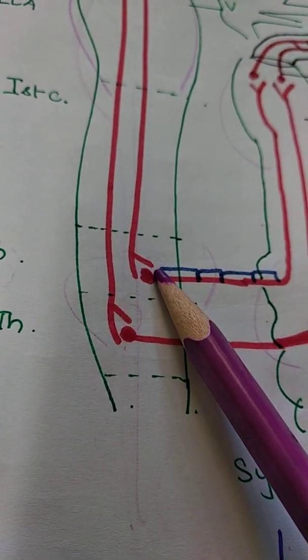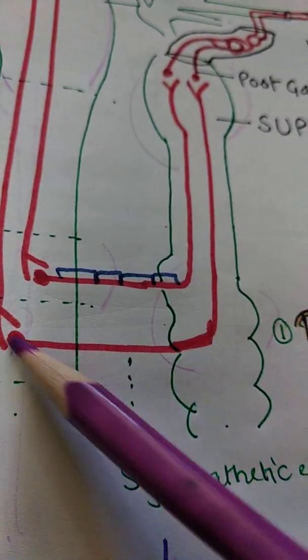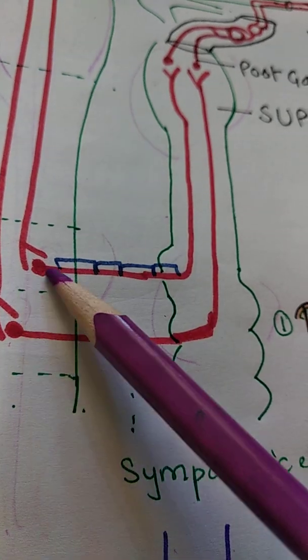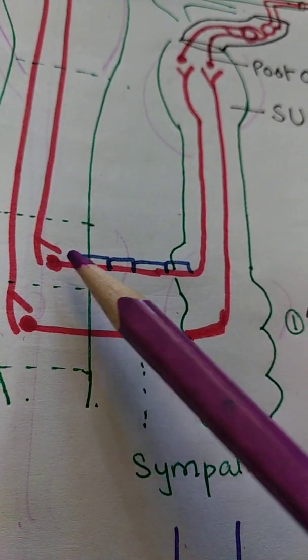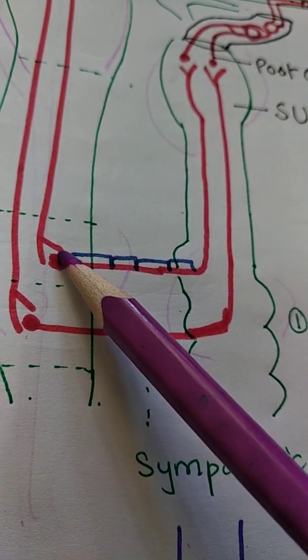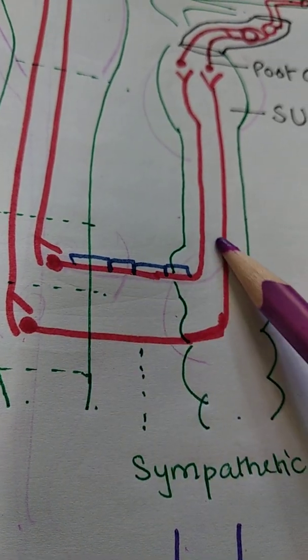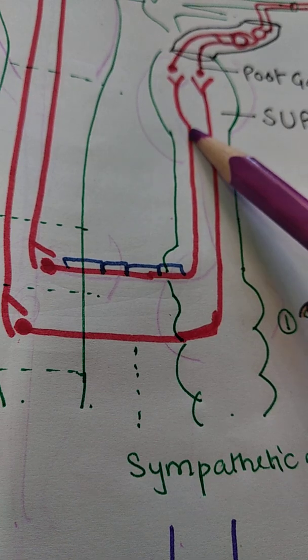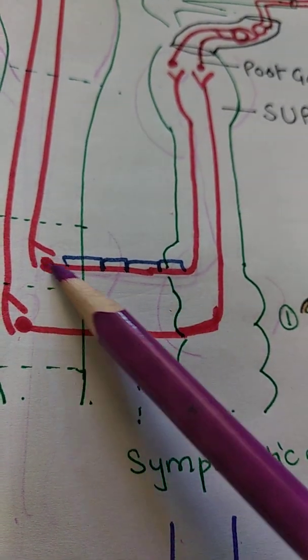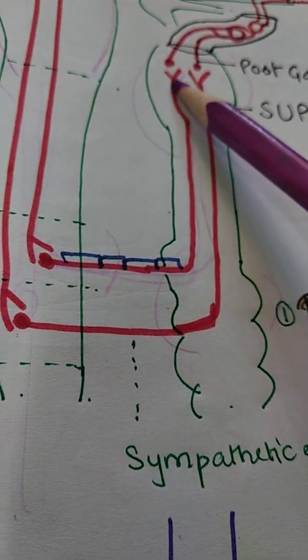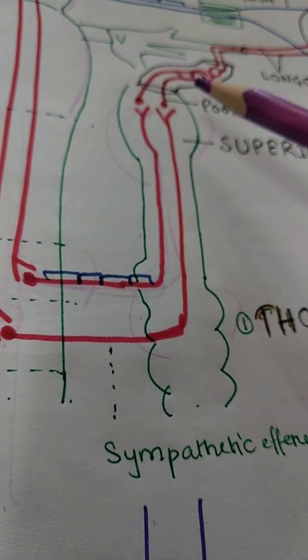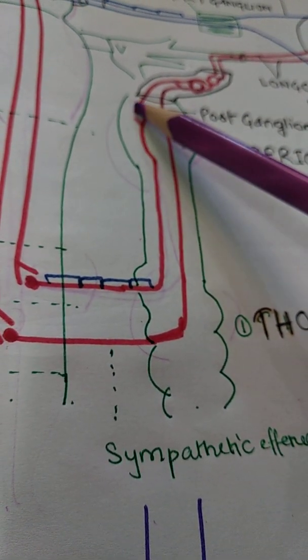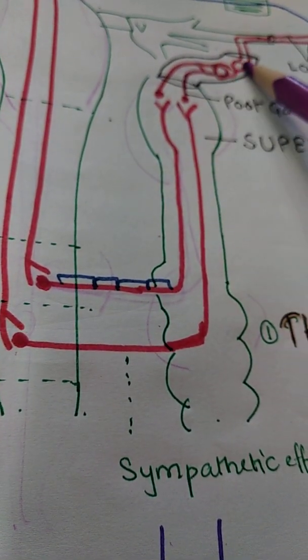Suppose this is the sympathetic nerve fiber. The nerve fiber which arises from the central nervous system and goes up to a ganglion is called the preganglionic nerve fiber. This is the preganglionic nerve fiber. And the nerve fiber after the ganglion will be called the postganglionic nerve fiber.